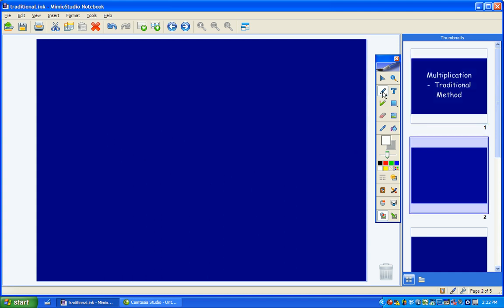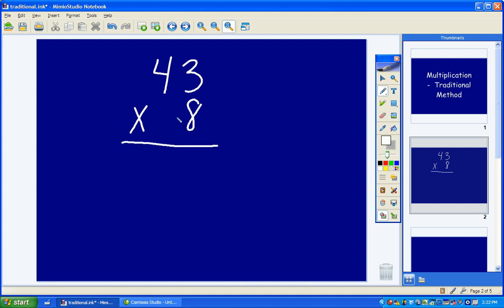So let's look at some examples. We'll start with a 2-digit by a 1-digit. In the traditional method, this is when you will line up your numbers and you have to make sure they're lined up by place value. This is my ones place and I'm multiplying by a 1-digit number which is in the ones place.